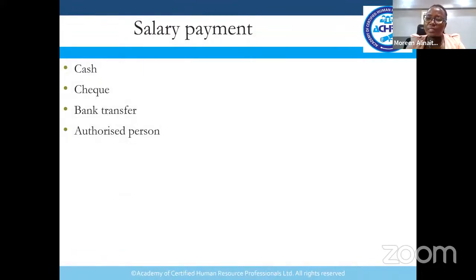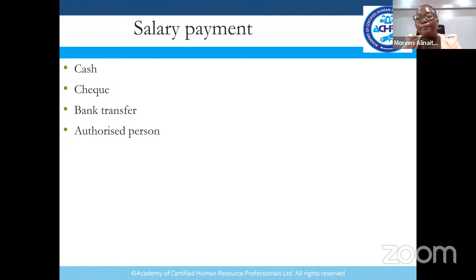What do we mean when we say authorized person? Somebody may come and say, oh, you did not pay me my month's salary. And then you say, oh, I gave it to your wife. In the contract, did they sign that their salary must go to their wife? If they did not, you'll pay them twice.